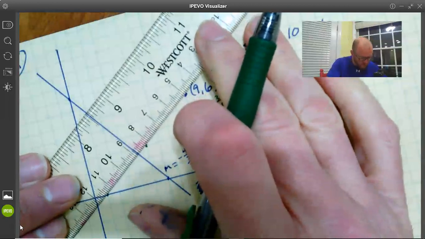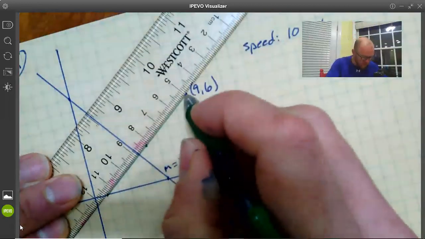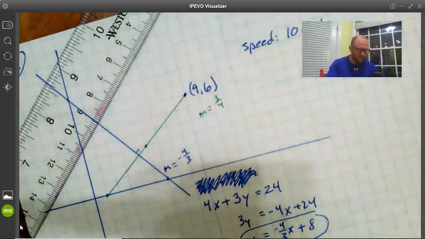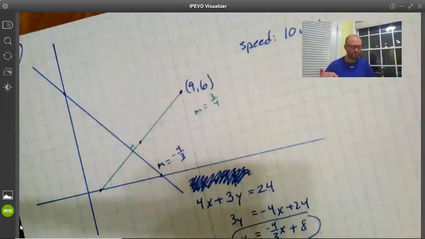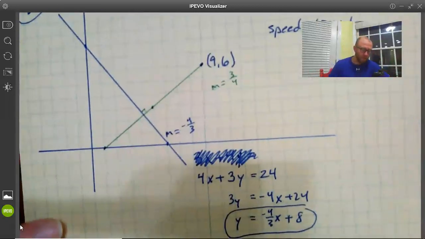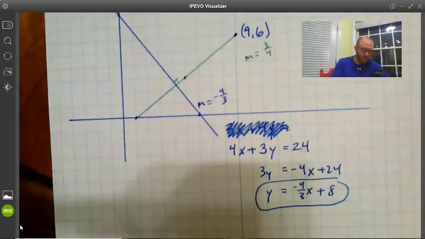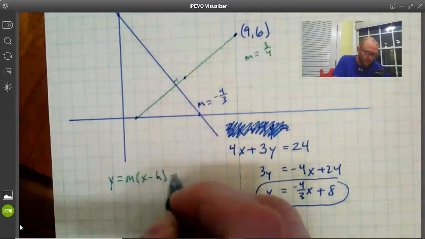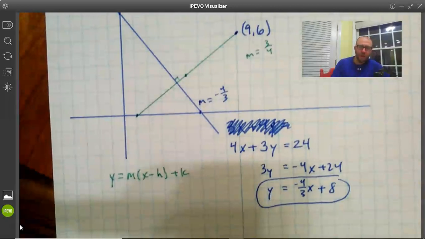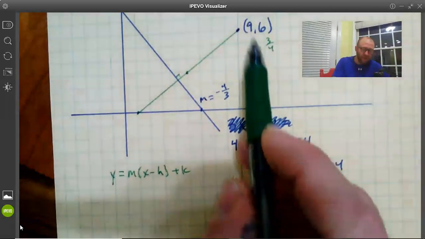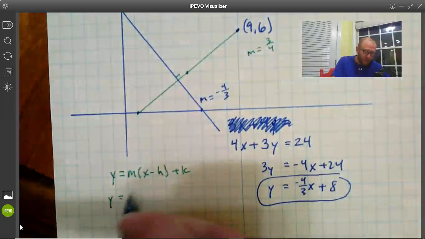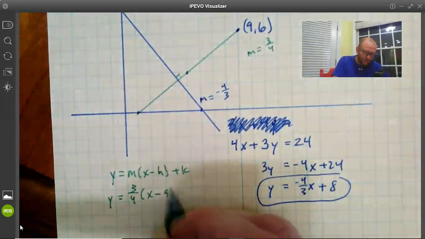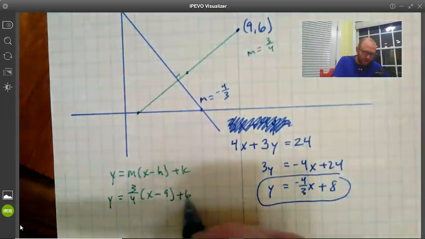I always like to, it's not necessary, I guess, to actually draw this out, but I like to because once I find my point of intersection, it'll be handy to look at the graph and tell, does that seem about right or not? Okay, so the equation for this line is going to be y equals m(x minus h) plus k, where m is the slope, and (h, k) is the point that the line goes through. We got the slope, we got the point. y equals 3/4 (x minus 9) plus 6.